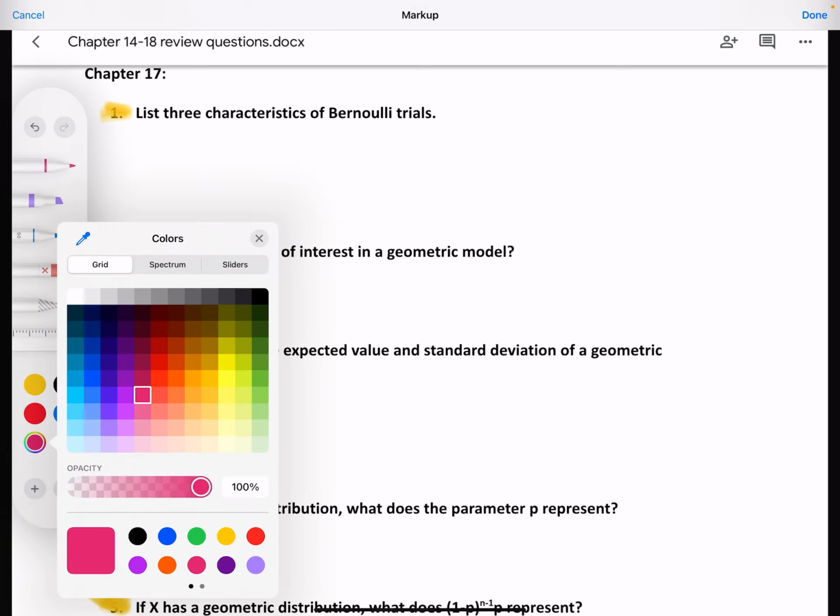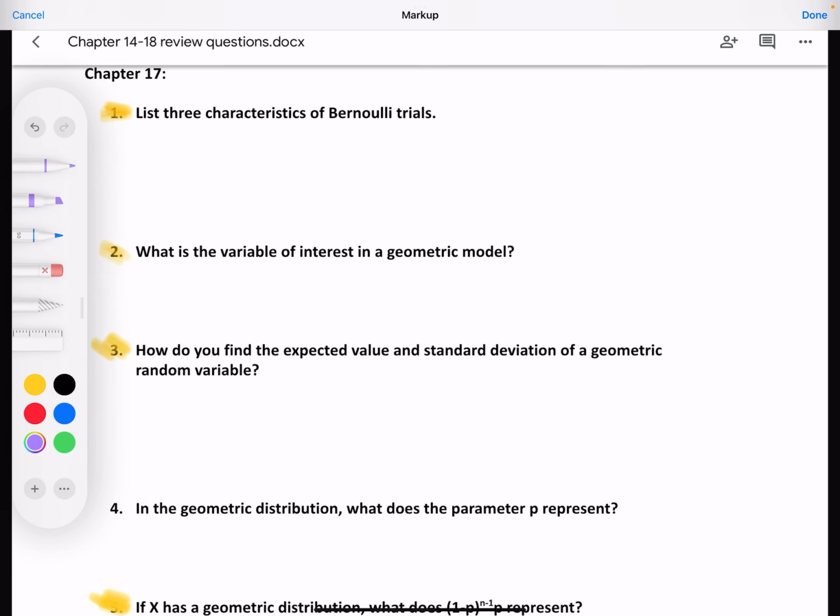There's only 2 outcomes: success or failure. Okay, so the first one, there are only 2 possible outcomes: success or failure. The probability of success does not change. Something like that.